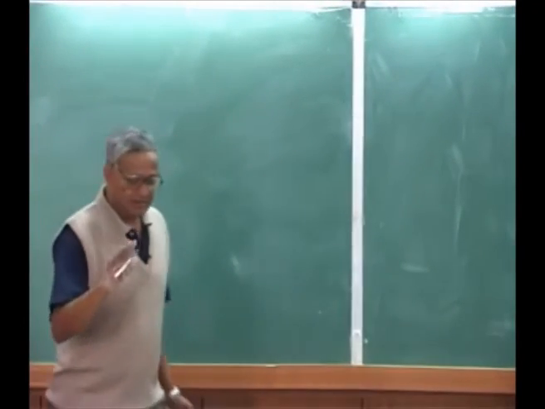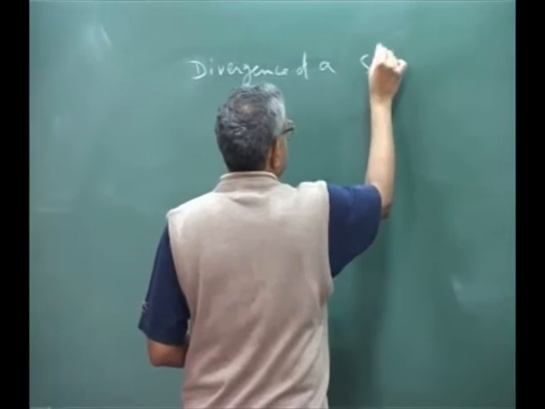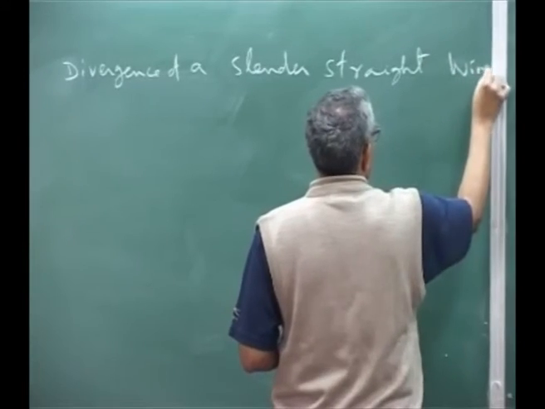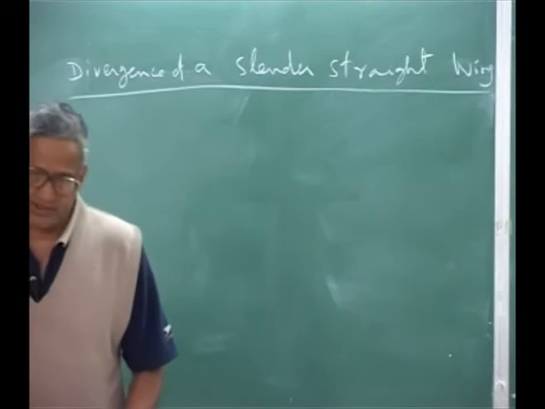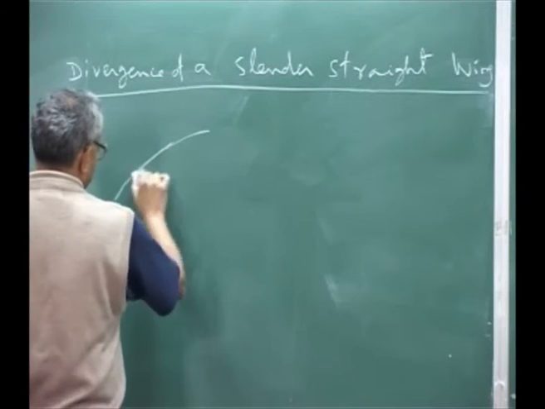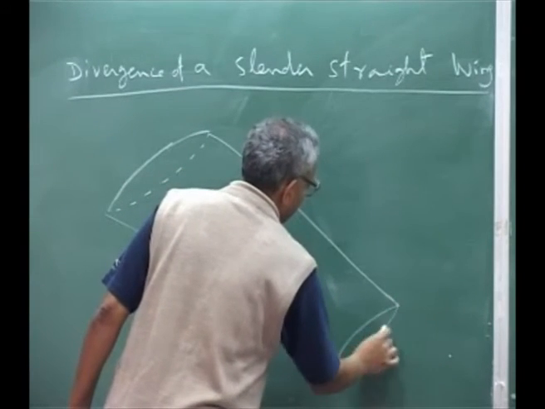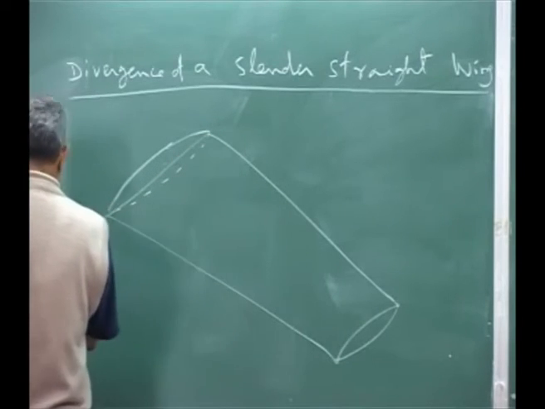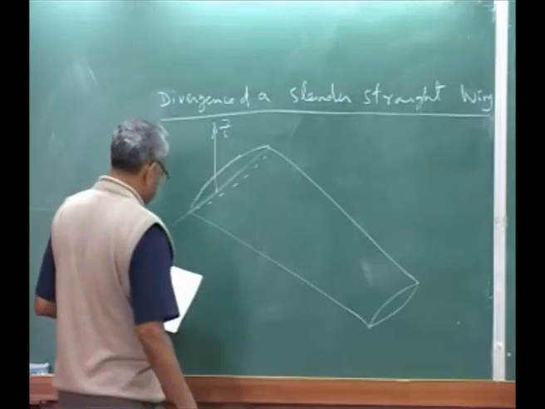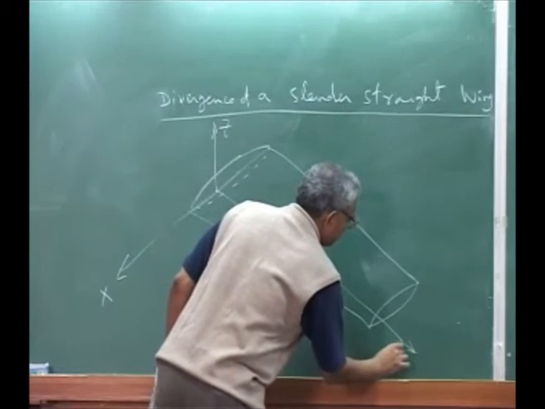I would like to now look at the divergence of a slender straight wing. You can take it as a large aspect ratio wing. So we will now draw a wing. And this is my x-axis, and this is my z-axis, and I can take my y-axis like this.